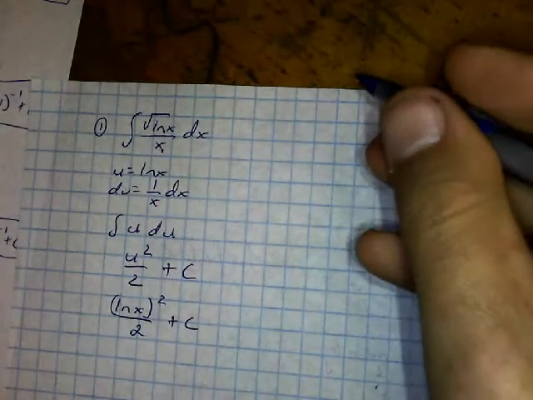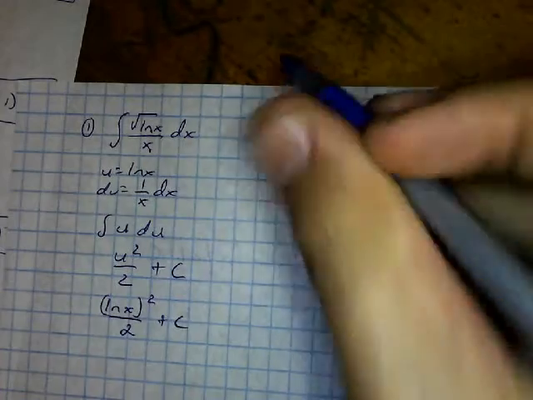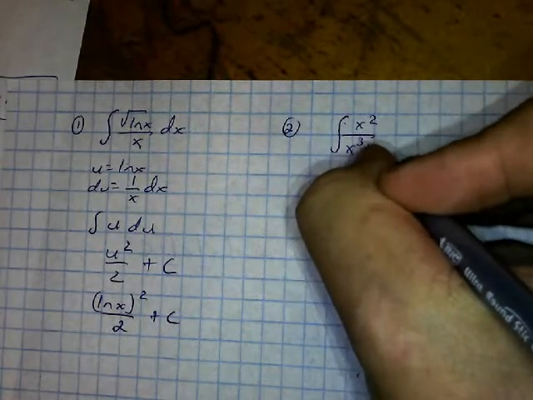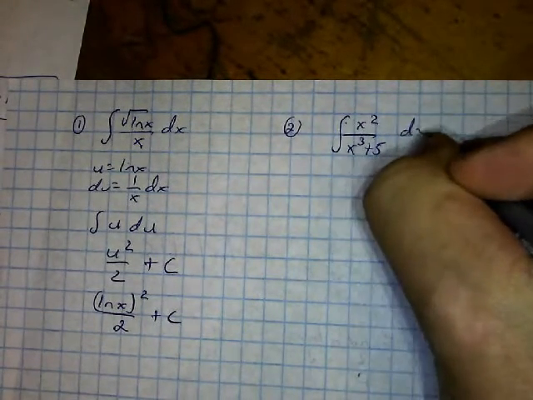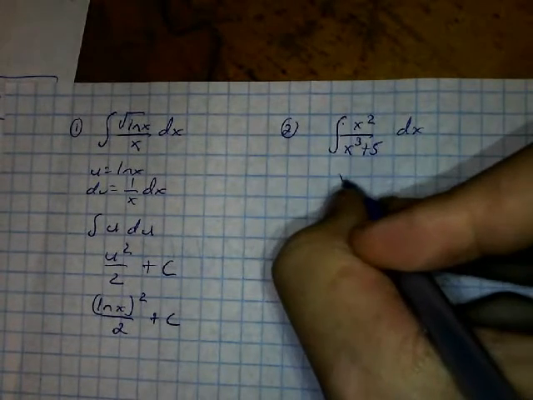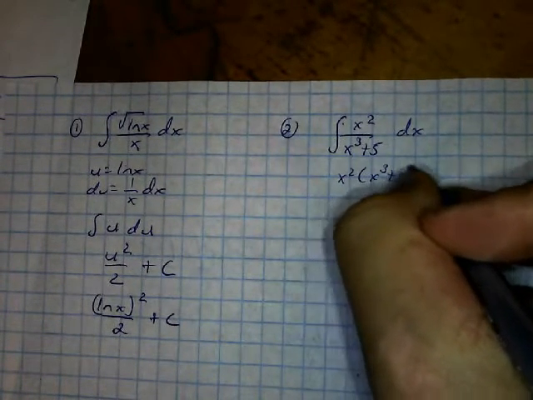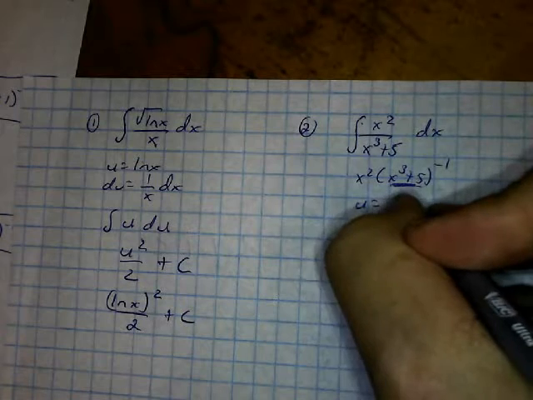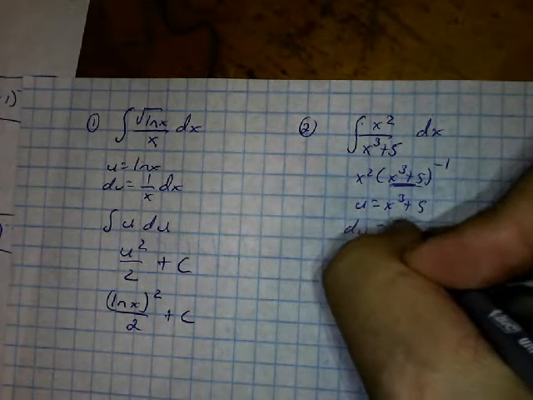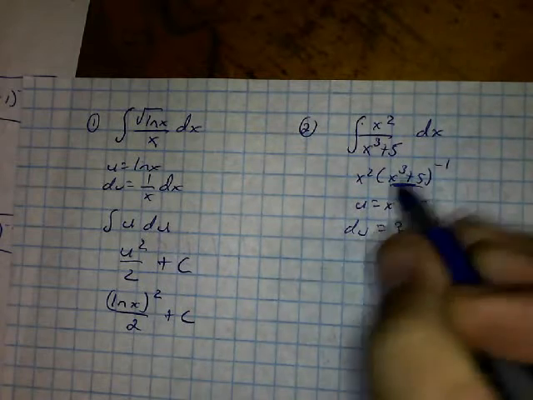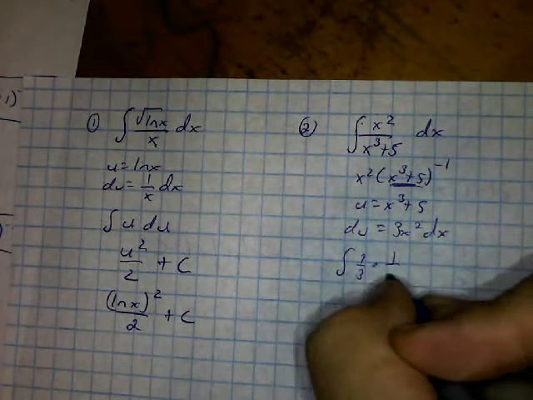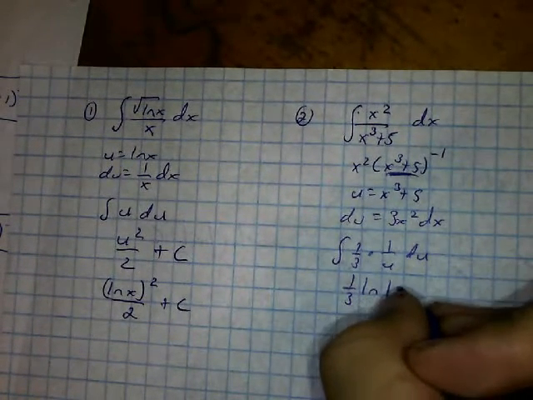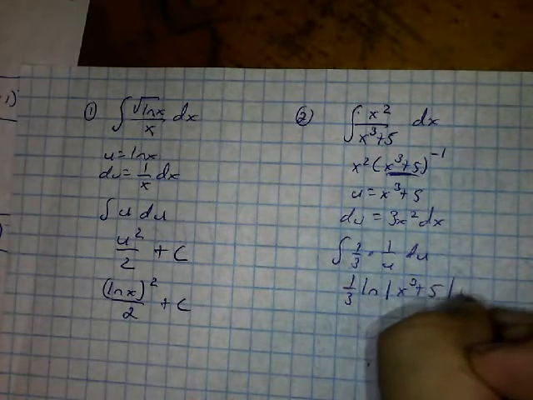Another problem. Integral of x squared over x cubed plus 5. Here you don't see an inside function. If you write it like this, you may see it better. Your inside function is right there. So u equals x cubed plus 5. du is equal to 3x squared dx, and there the x squares cancel. So you get the integral of 1/3 times 1 over u du, which is equal to 1/3 natural log of |x cubed plus 5| plus c.